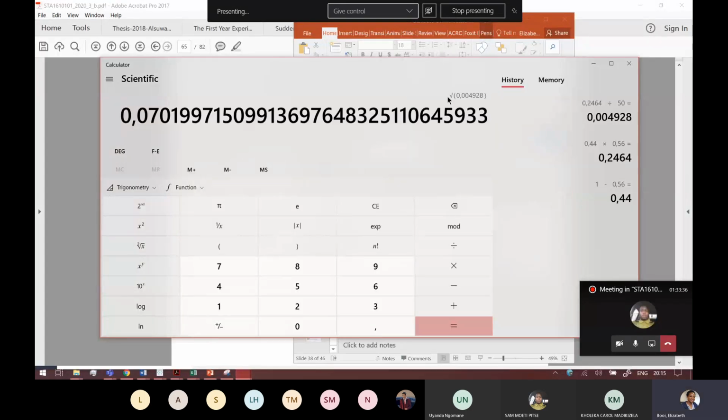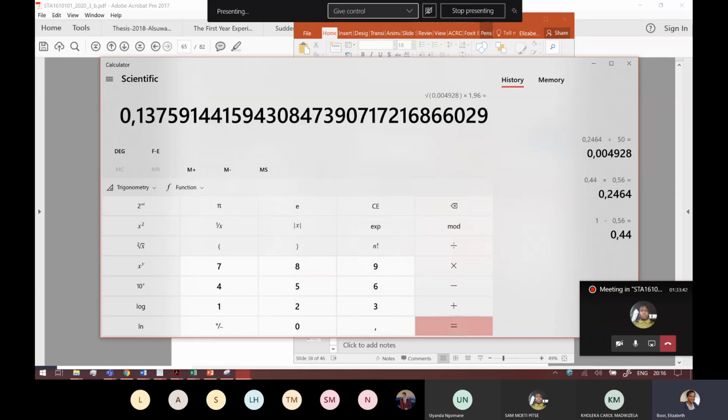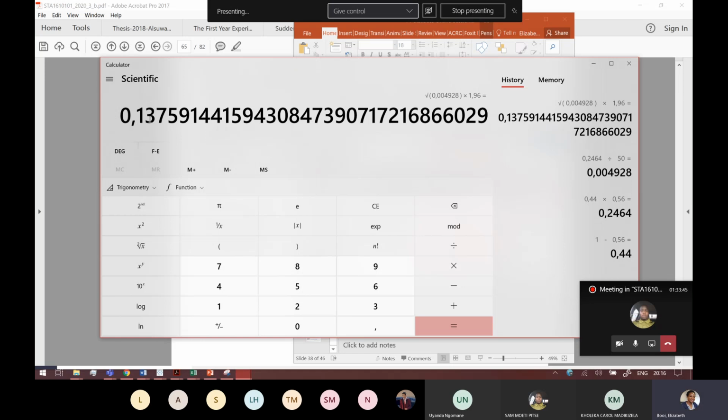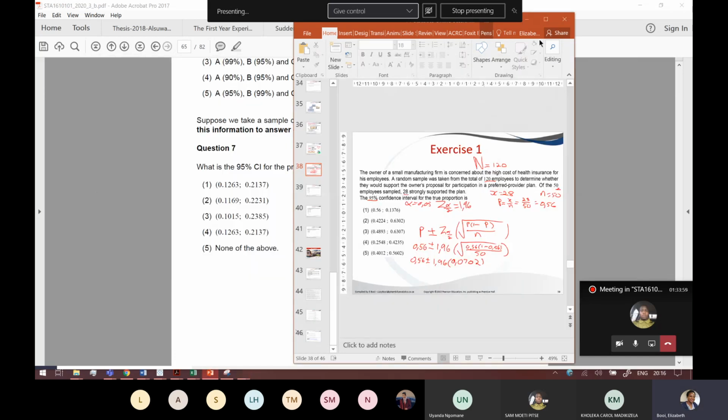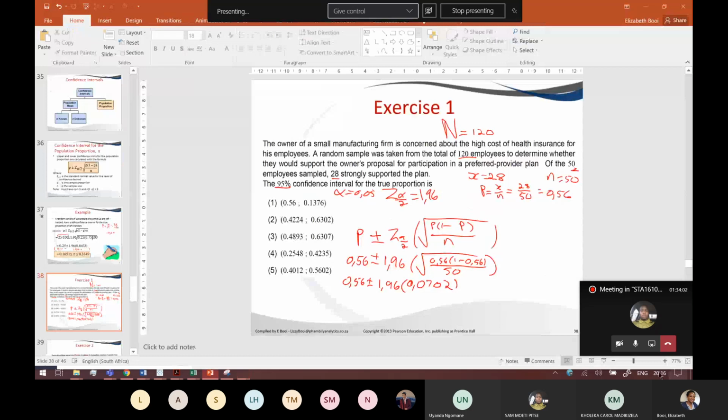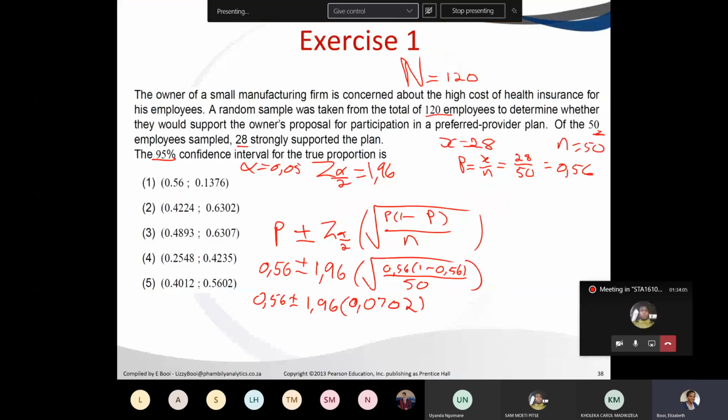And then I must multiply this by 1.96 and I get 0.13759. 0.137, let's keep it 76. And 0.56 minus 0.1356.